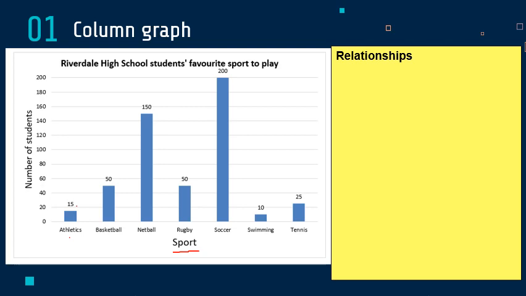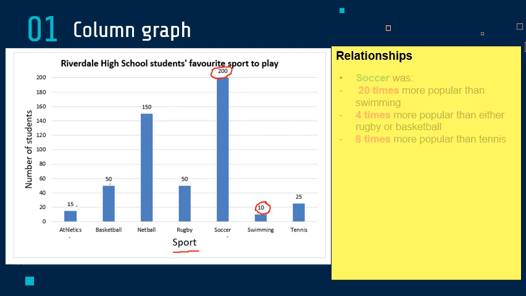Well, I can see that all of these numbers either end in 5 or 0, so they all have a factor of 5 at least. Now let's think about some of the relationships. I'm going to start with soccer, because soccer's the most popular sport at Riverdale High. 200 people chose it. I've got 10 down here and 200 up here, and I know there's a relationship there: 200 is 20 times 10. So I can already see one relationship between these two values, but let's look for some more.